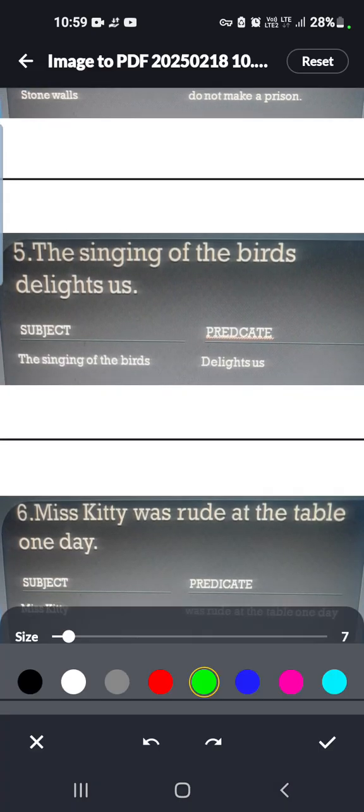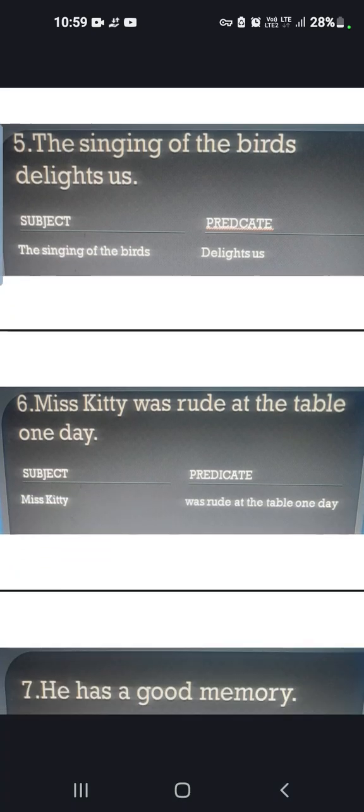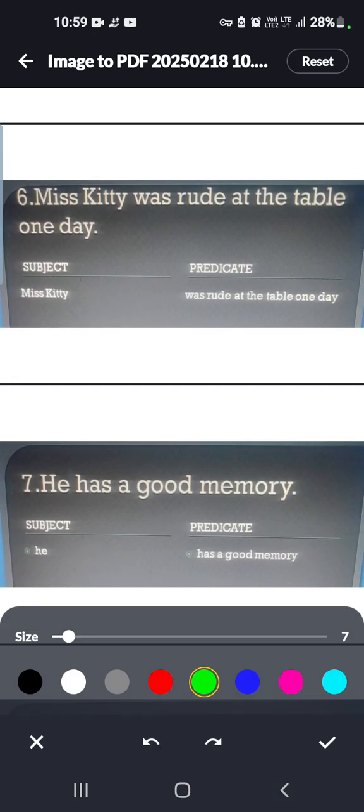The fifth: the singing of the birds delights us. The singing of the birds is the thing we are talking about in this sentence, so it becomes the subject. And what are we saying about the subject? That it delights us. So delights us is the predicate. Next, sixth number: Miss Kitty was rude at the table one day. Miss Kitty becomes the subject and was rude at the table one day becomes the predicate of the sentence.